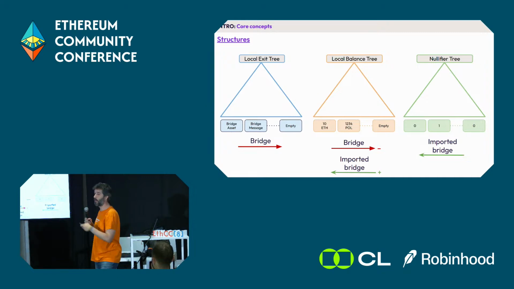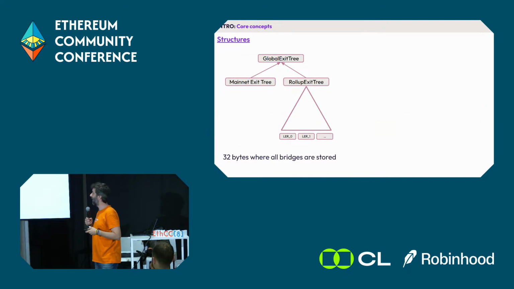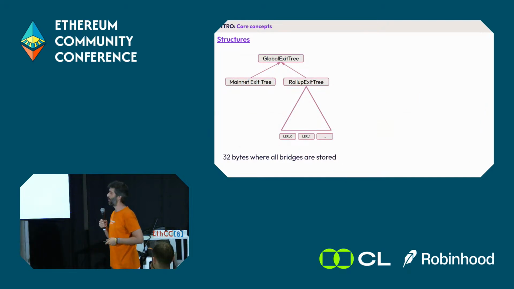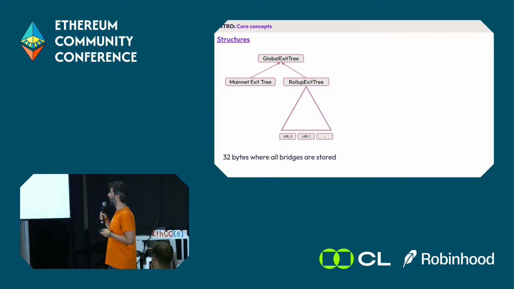But it's not enough with the local exit tree. That's why we have the global exit tree, the global exit root. Basically, what the global exit tree does is it gathers all the local exit trees, each of which is a Merkle tree, so it's a root. It gathers all the local exit trees, and it aggregates them. It joins all of them together.